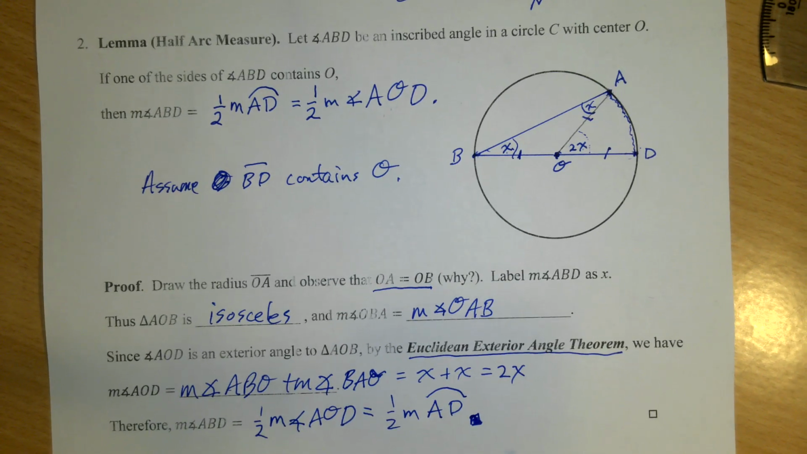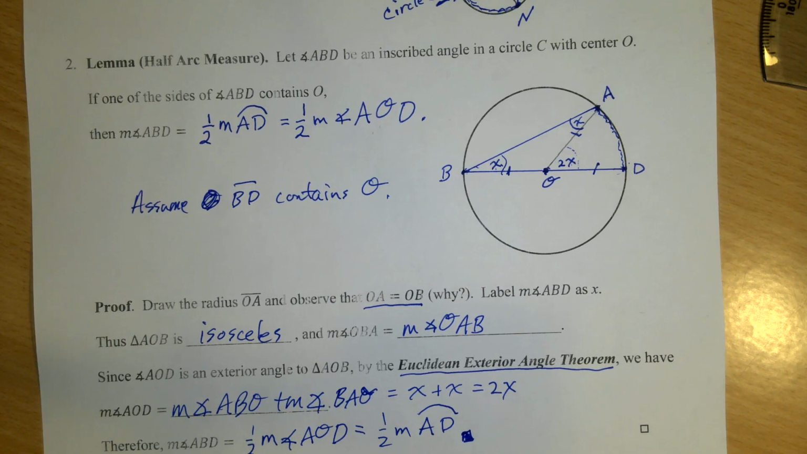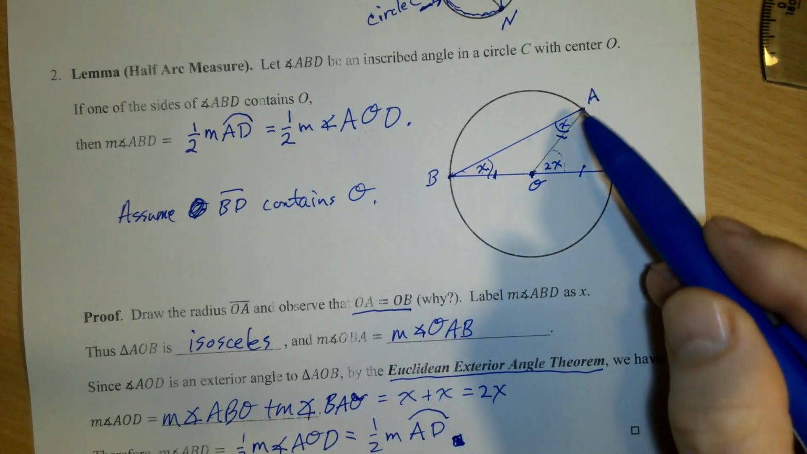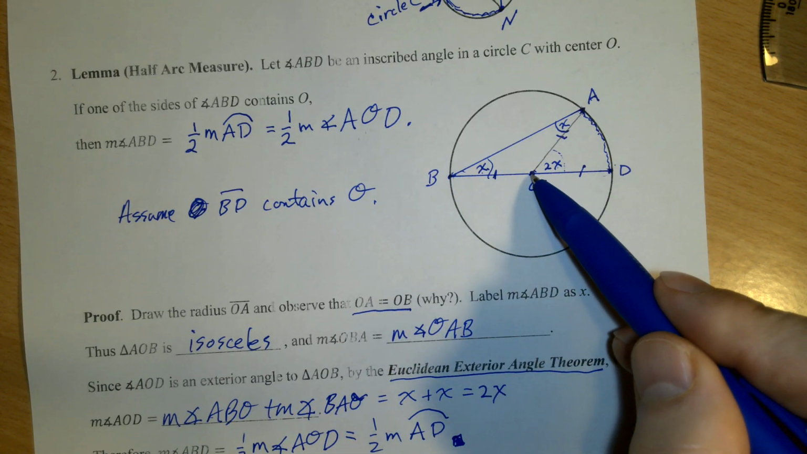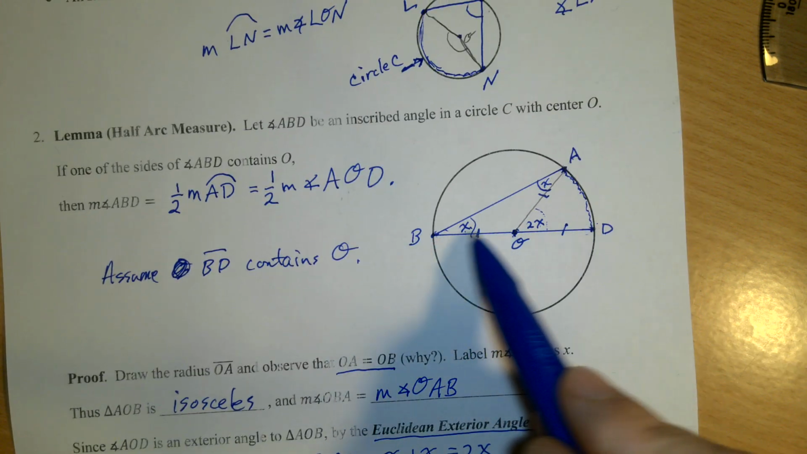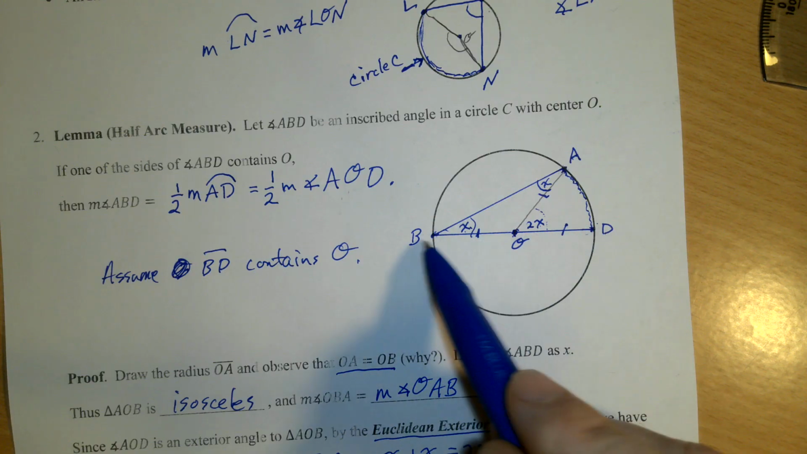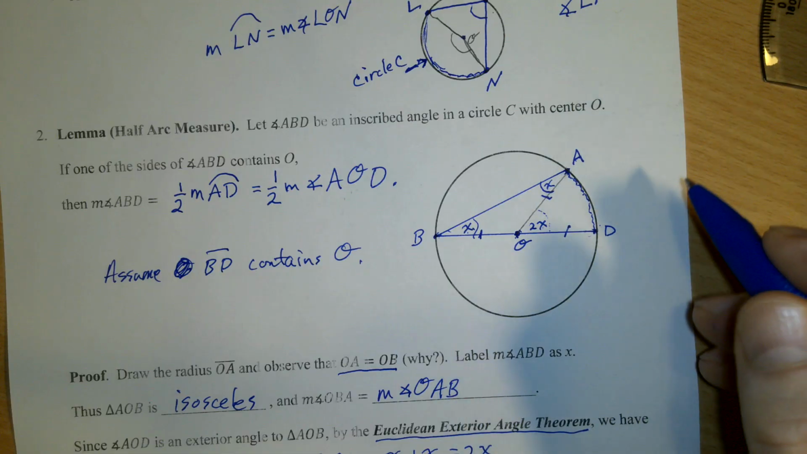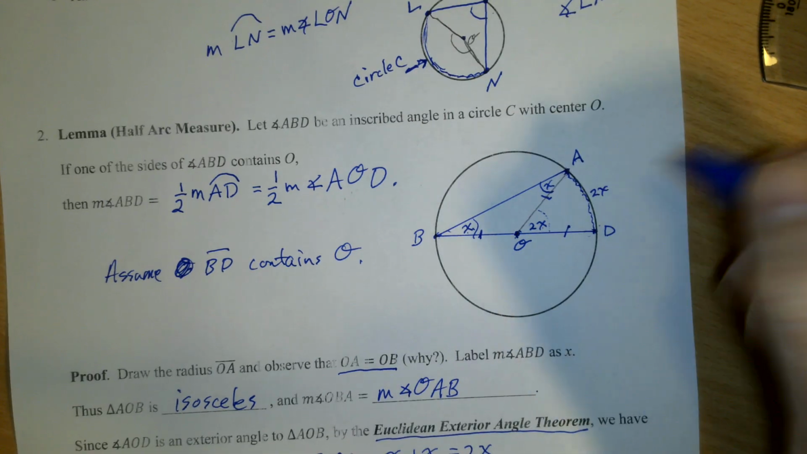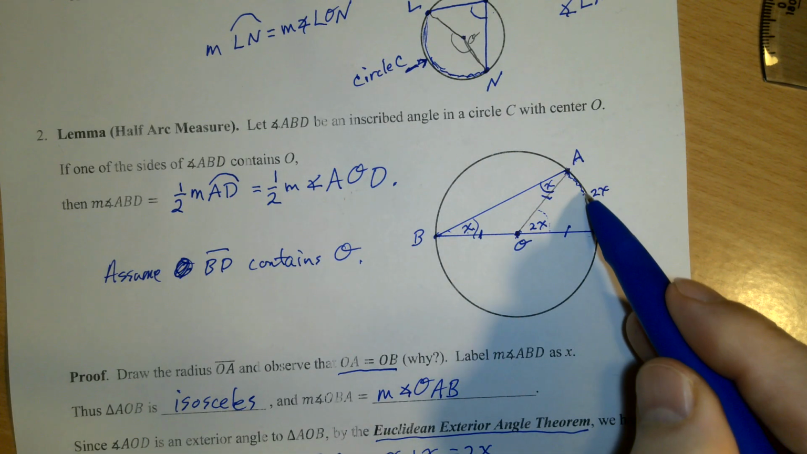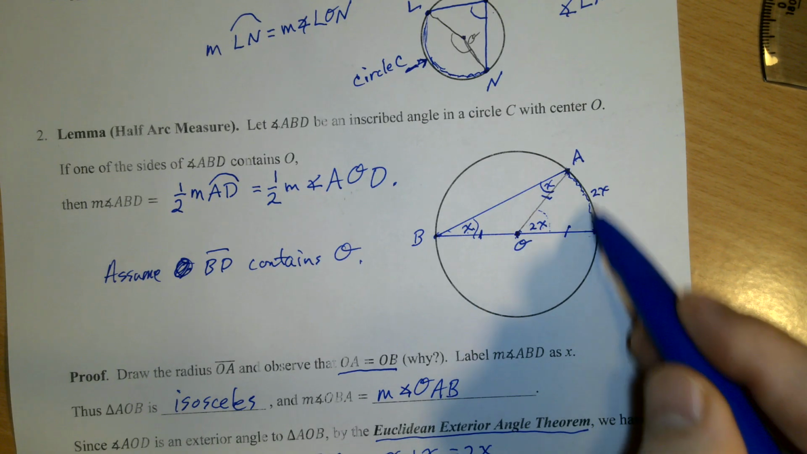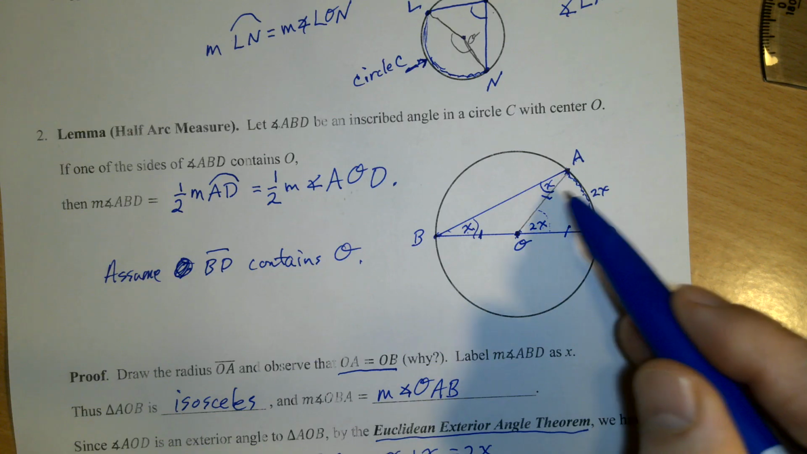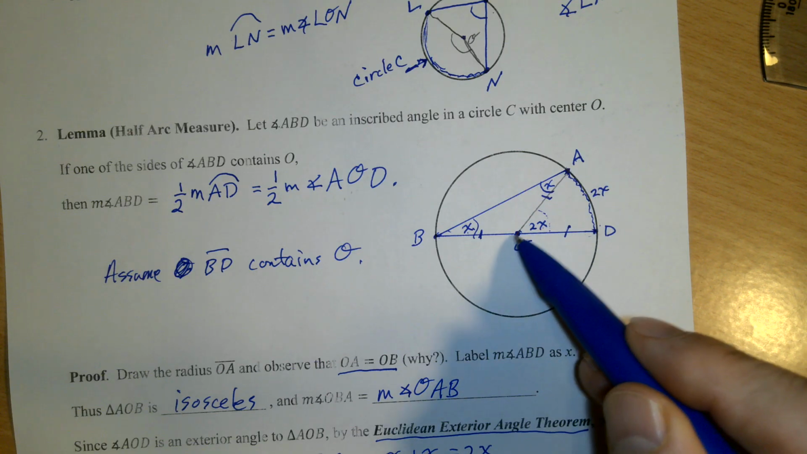So once again, in summary, we showed that when you have an inscribed angle where one of the sides of the angle passes through the origin, which means one of the sides is a diameter of the circle, the measure of that angle is 1/2 of the measure of its intercepted arc. The measure of the intercepted arc is equal to this central angle right here.